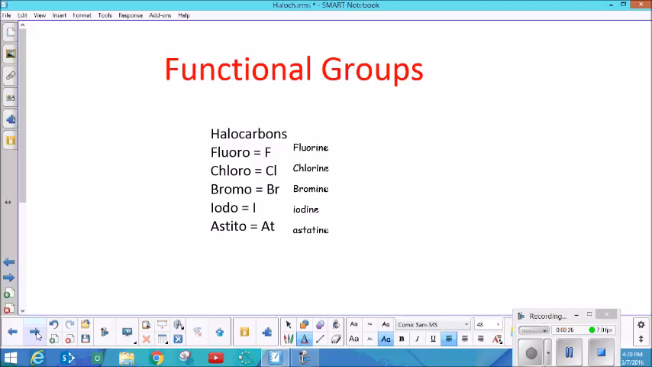If we have the element fluorine, which of course the symbol in the problem will be an F, we will use fluoro. Chlorine will be chloro. Bromine will be bromo. Iodine will be iodo. And astatine will be astato. So if we have a halogen specifically, that's how we're going to list it.